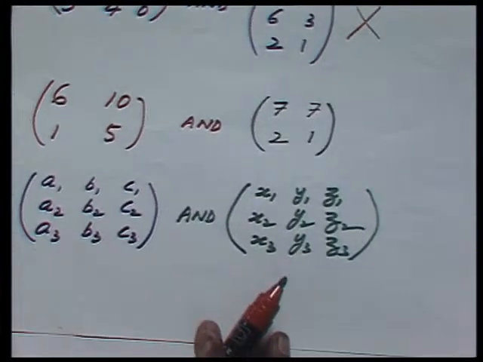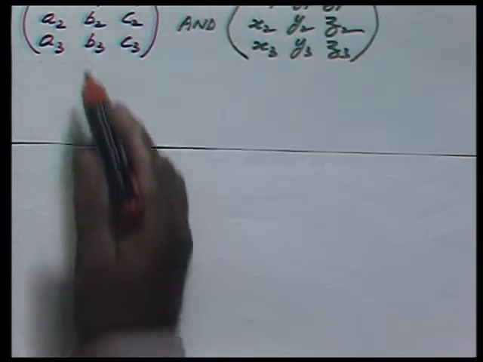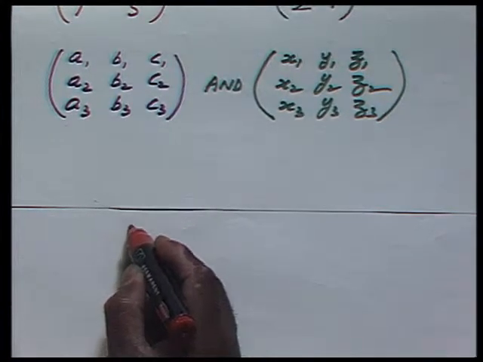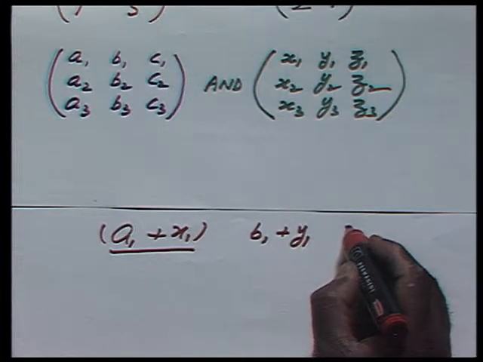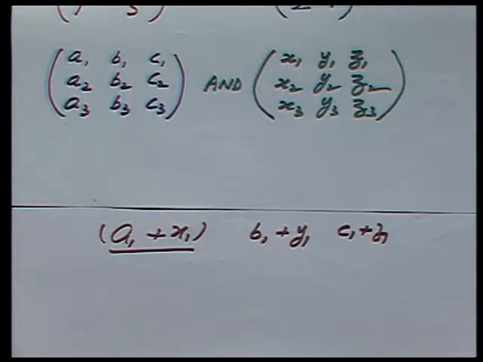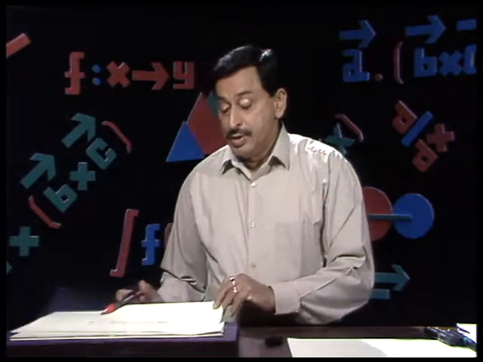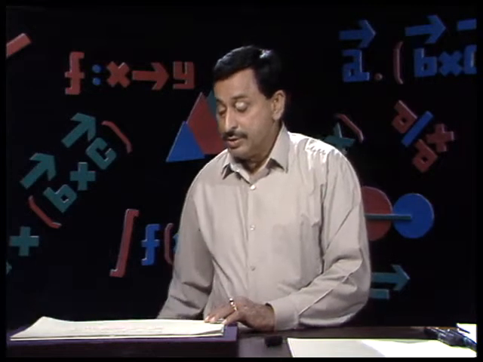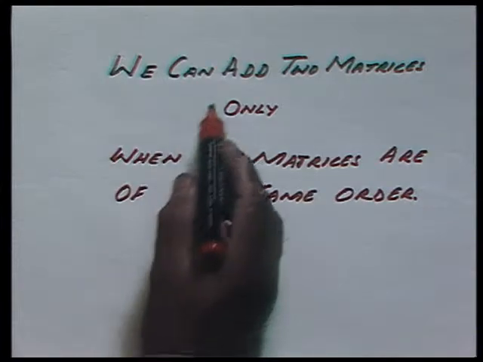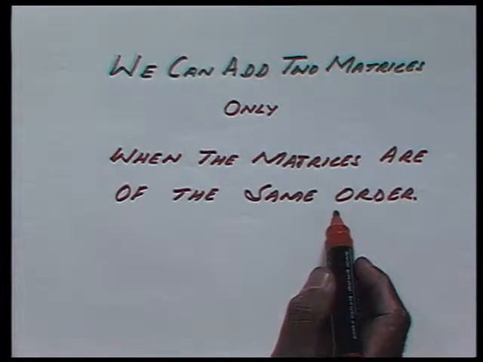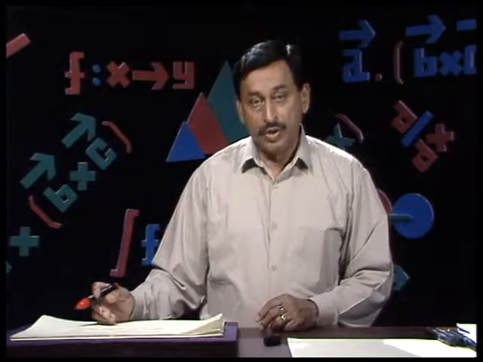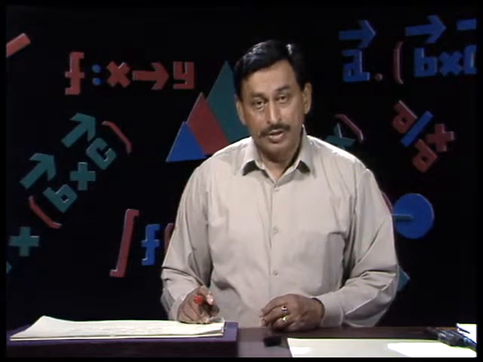And what will be the addition result in case of this matrix? When we add these two, we will be getting A1 plus X1 as the first element here, and the second element will be B1 plus Y1, and the third element will be C1 plus Z1, and so on. You can add all the elements and arrive at the next matrix. Now, in summarizing, we can add two matrices only when the matrices are of the same order. It is very important for you to remember that matrices can be added only when you have matrices of the same order.